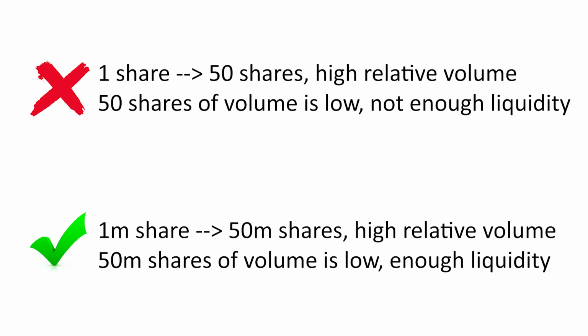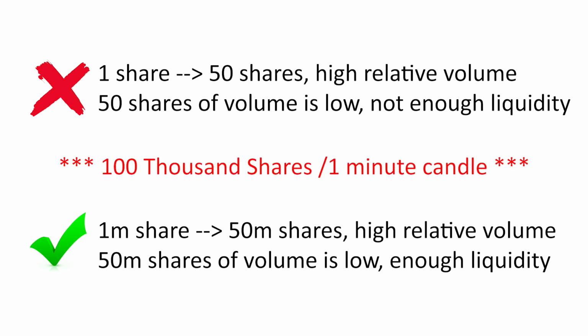Because I've made this mistake before. I've traded stocks that were only trading 10,000 shares on a 1 minute candle, and the issue really came when I tried to sell for profit and I couldn't exit the position. So at the bare minimum, I will not trade a stock if it doesn't have at the very least 100,000 shares per 1 minute candle.